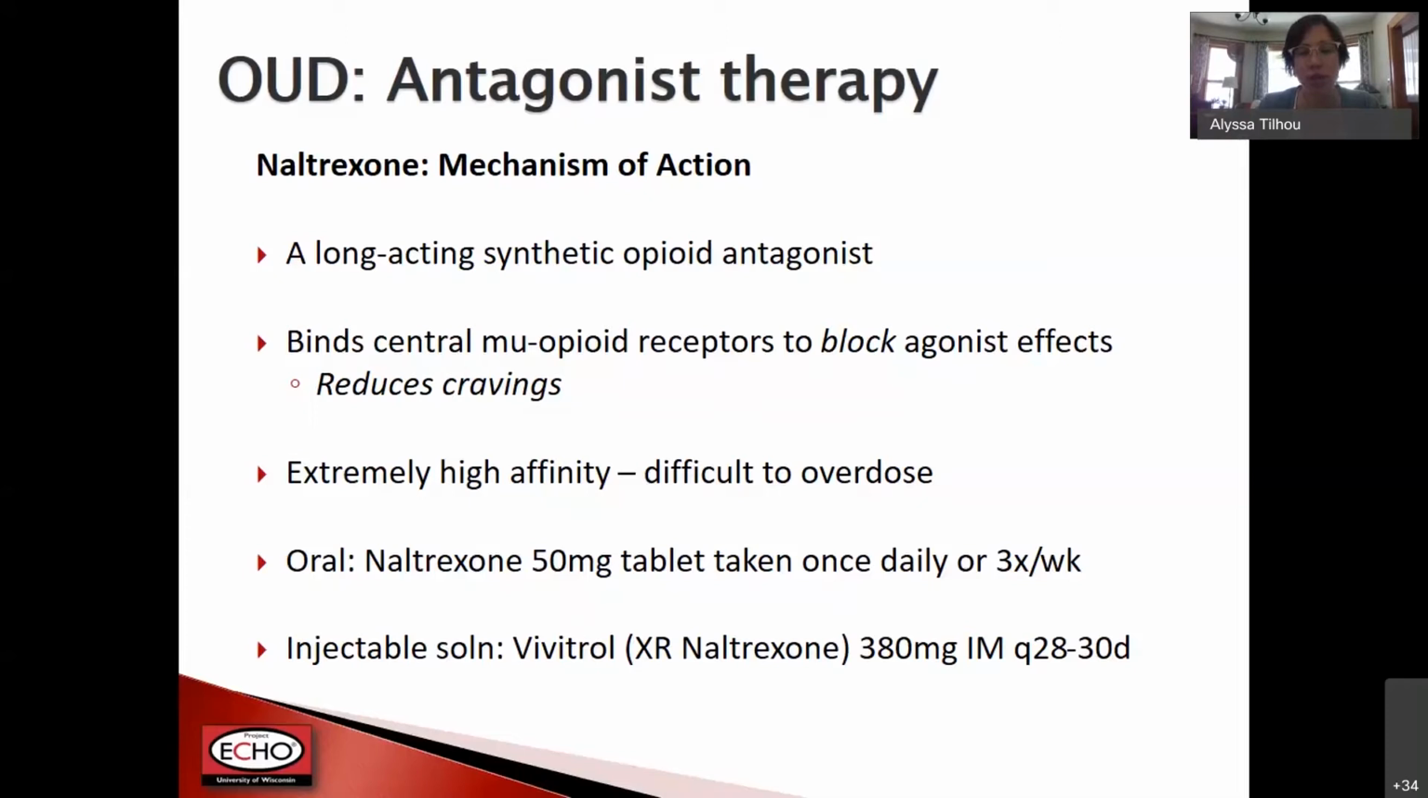when on naltrexone. And it comes in 2 versions, as I was hinting at earlier, an oral tablet that is only in 50 milligrams, and it can be taken either once daily or 3 times a week. And naltrexone also comes as an injectable solution marketed as Vivitrol, which is a 380 milligram intramuscular injection given every 28 to 30 days, so 4 weeks or monthly.